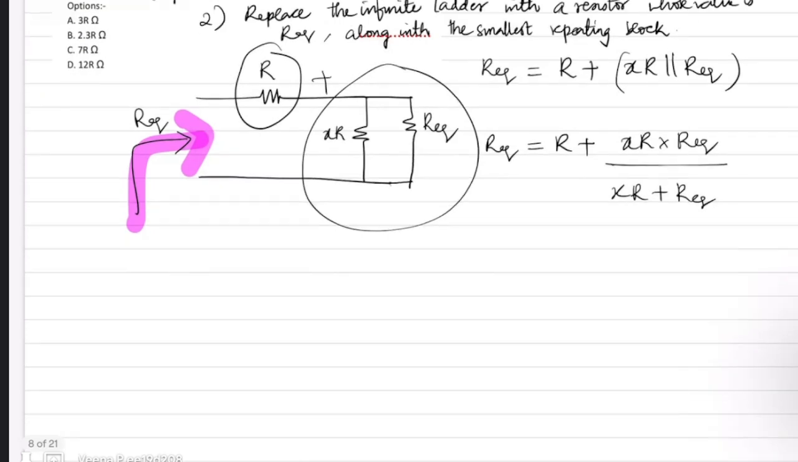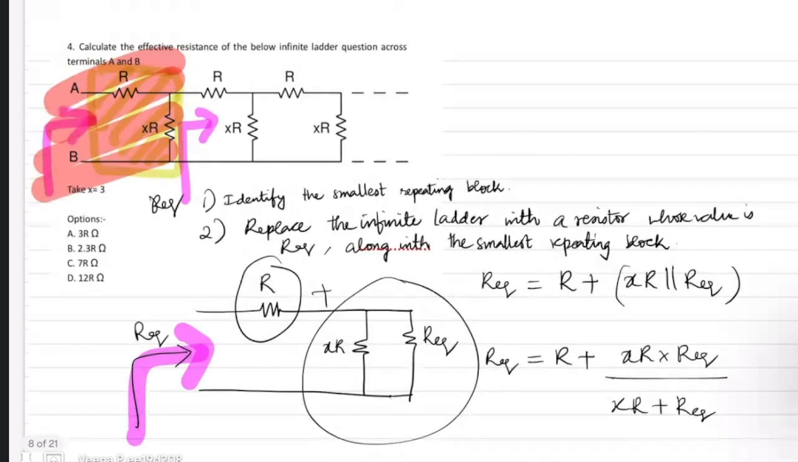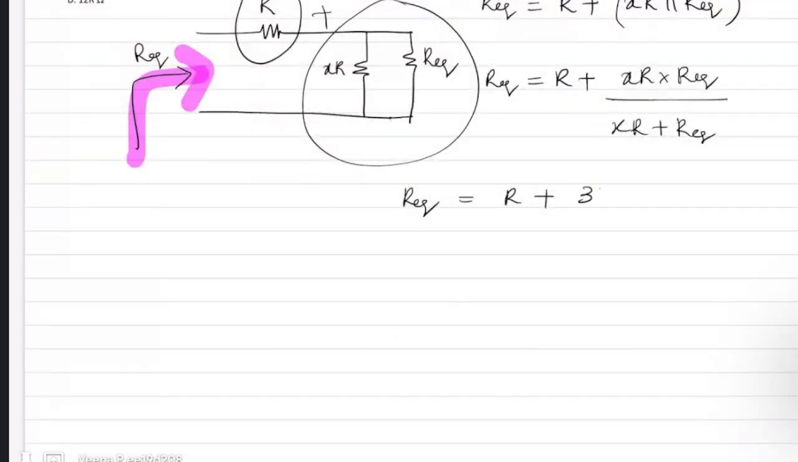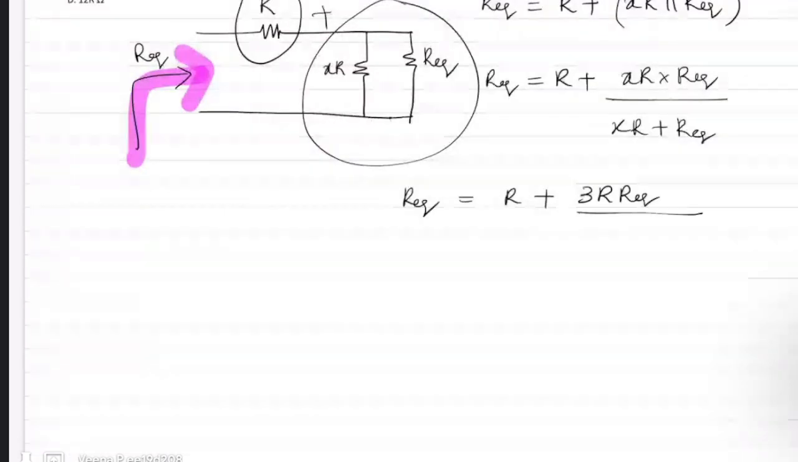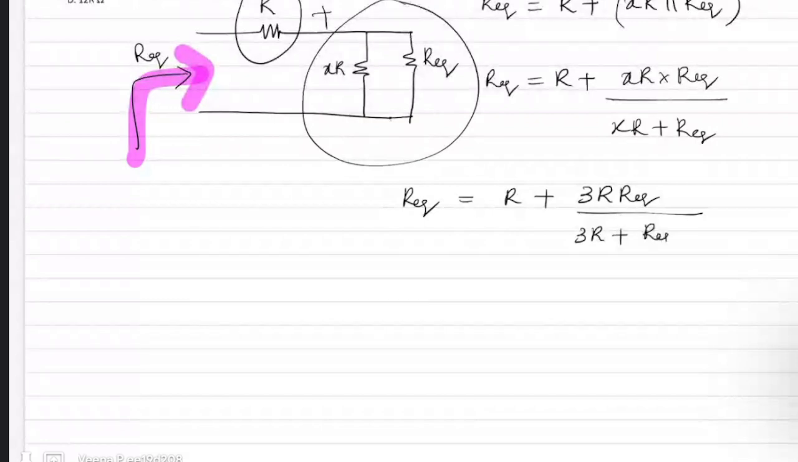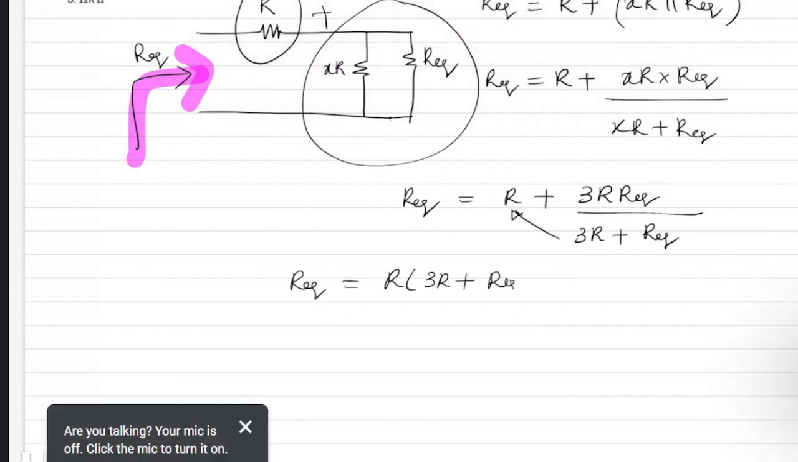So now let us solve this equation. R equivalent is equal to R plus. Now X is given. The value of X is 3. So this becomes 3R times R equivalent divided by 3R plus R equivalent. So you just take it to this side and take a common denominator: R equivalent is R times (3R plus R equivalent) plus 3R R equivalent, the whole divided by 3R plus R equivalent.